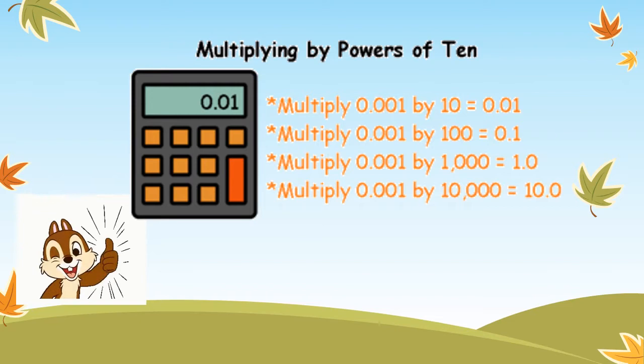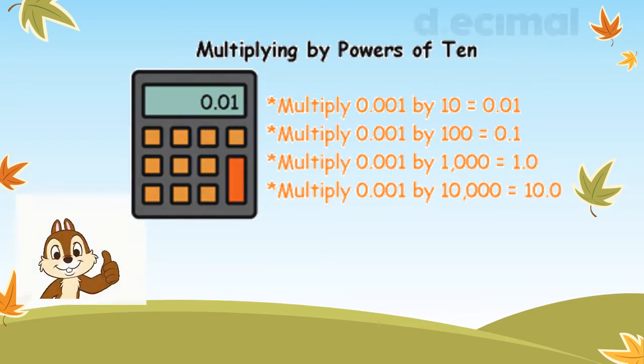When you multiply a decimal, we will move the decimal point from left to right. How many steps? According to the number of zeros in the 10, 100, 1000, 10,000, you will move your steps. Okay.